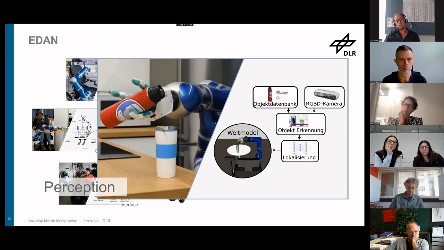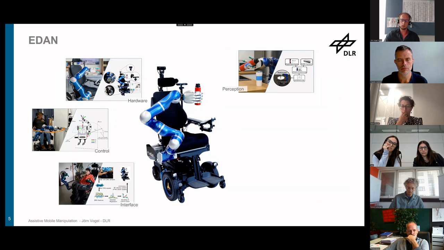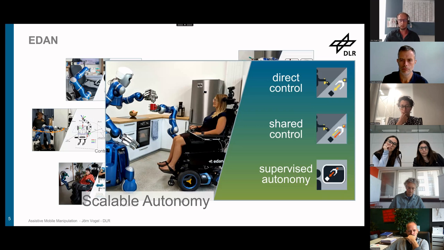And then on the other side, we have more of the high-level software topics, where we have perception of the environment and world modeling to know what objects are available to the robot and what tasks we can do with those. And we then try to provide autonomy or autonomous capabilities to the user of the system so that they not only can control the system in direct control, but also in a shared control mode or even in a supervised autonomy where the robot autonomously can execute a task without the user needing to give any commands at all.